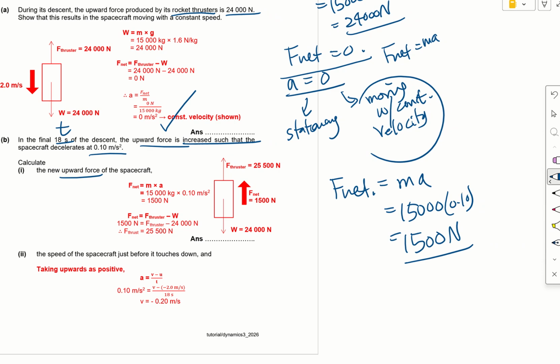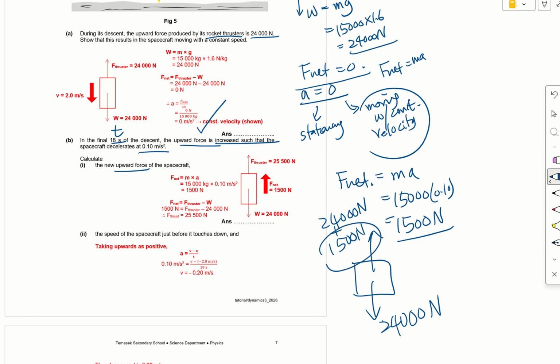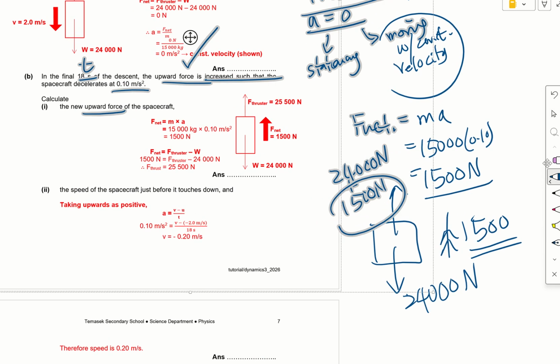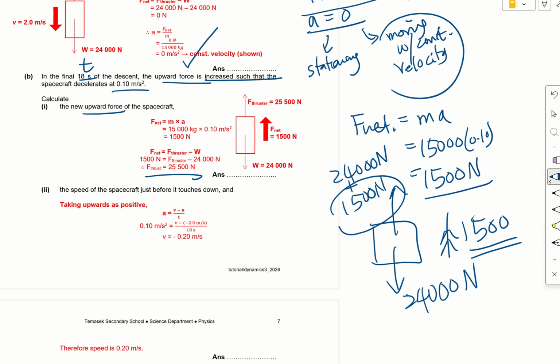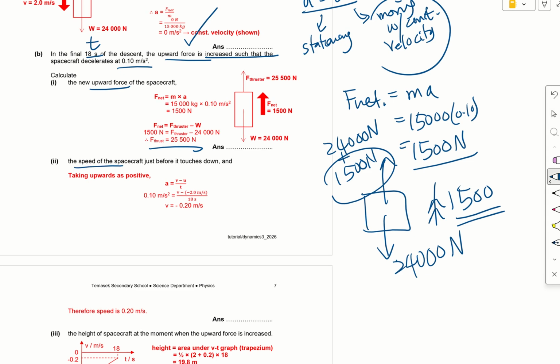That means this extra F net, this extra 1500 Newton, is added on to the original 24,000 Newton, plus 1500, right? And the weight remains the same, right? There should be no reason why the weight changes. Therefore, with this upward force, there will be an acceleration of 0.10. So the thrust or upward force is now 25,500.